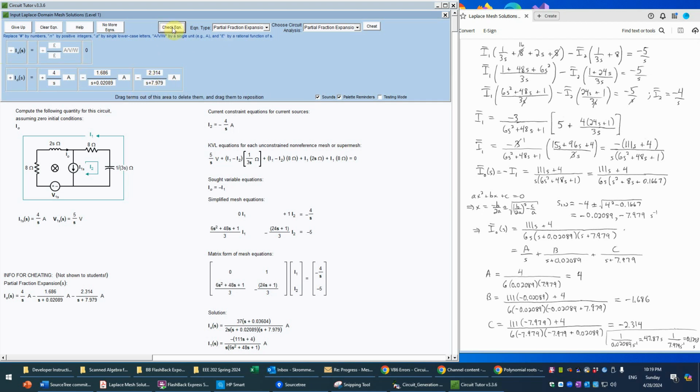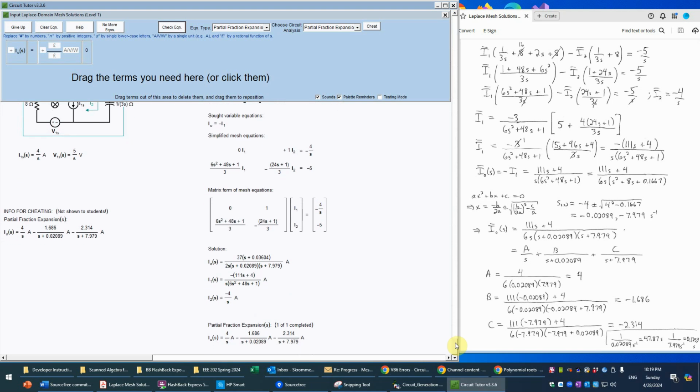So we'll check that. And that's now been printed on the screen for us. You have to scroll down to see it. See a lot printed on the screen. So that means we've done all the partial fraction expansion. So we just click no more equations.